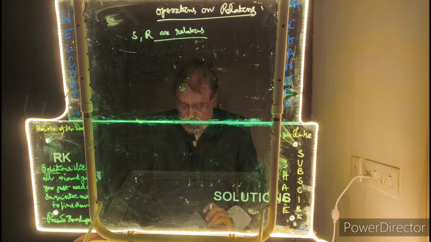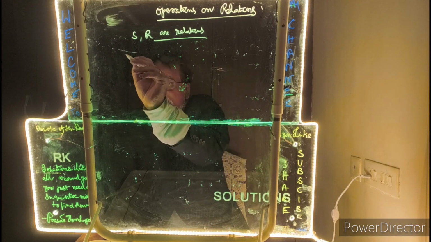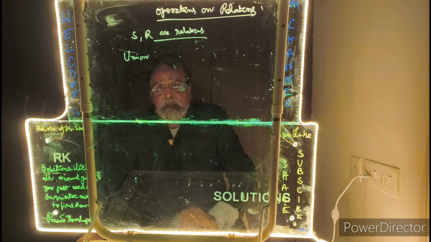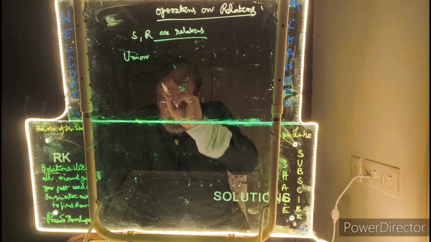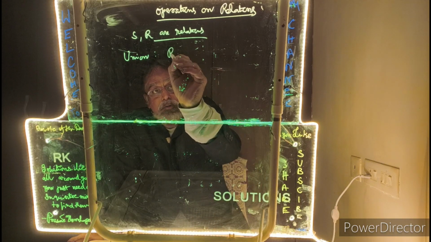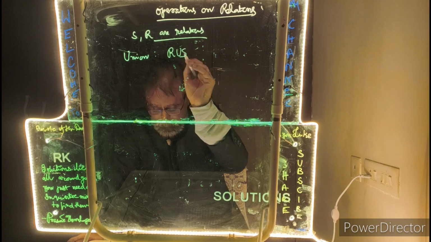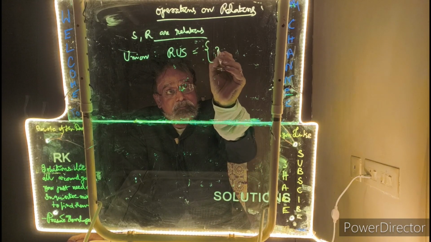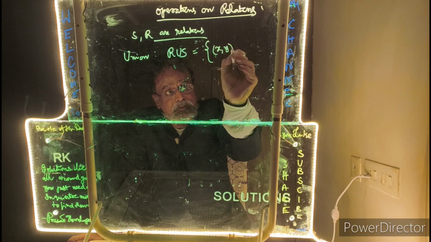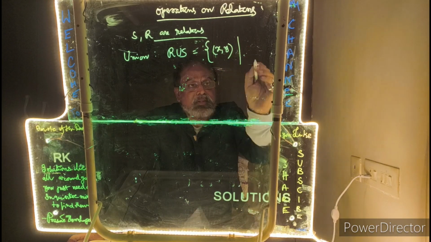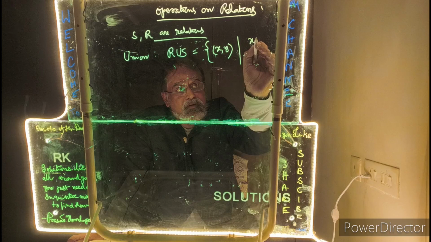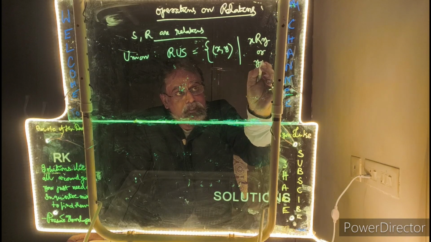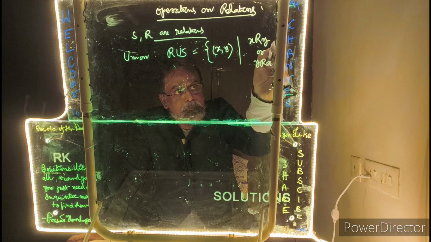Then the first operation we will perform is union. R union S will be mathematically represented by this set of pairs (x, y) such that x is related to y or y is related to x.